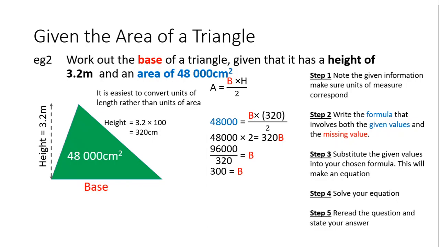Again, always remember to reread your question before you say that you're done. I need to work out the base of a triangle, given that the height is 3.2 meters, but I converted that into 320 centimeters, and the area is 48,000 centimeters. So when I worked out this base here, that's what I'm trying to work out, but my units of measure, is it meters or is it centimeters? I converted to centimeters, so let's make that clear.